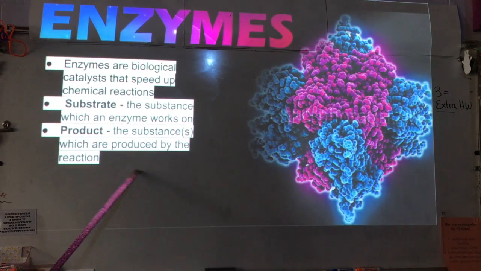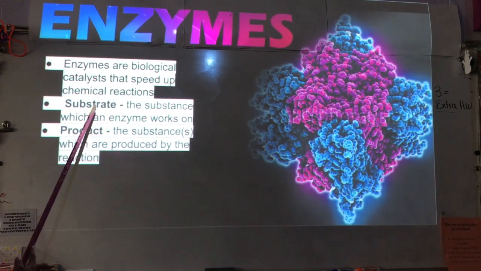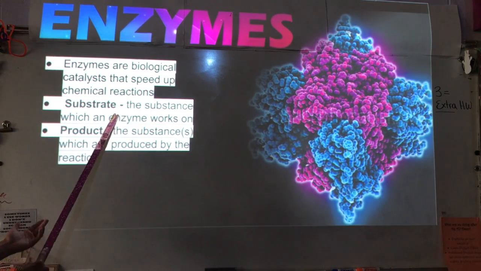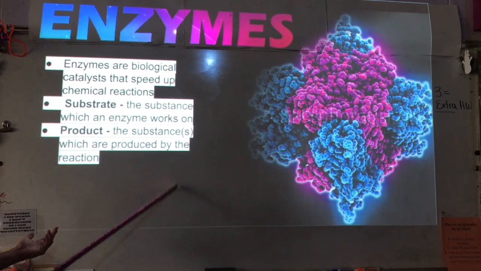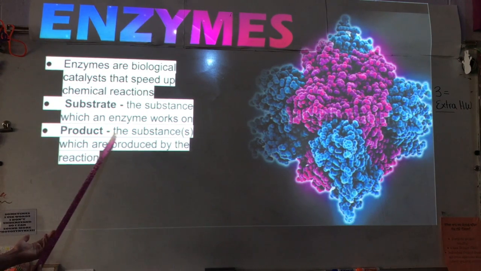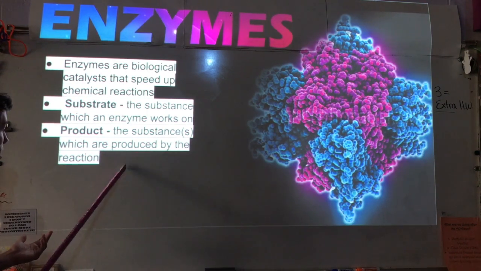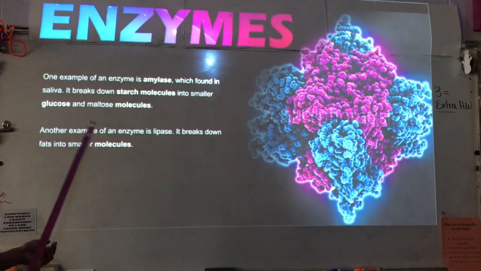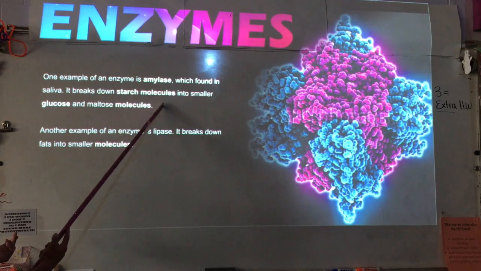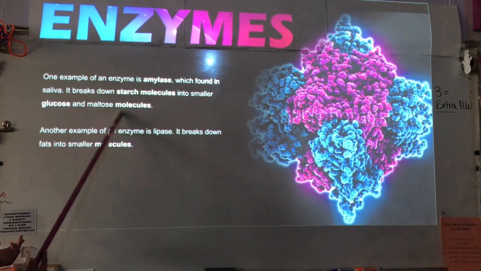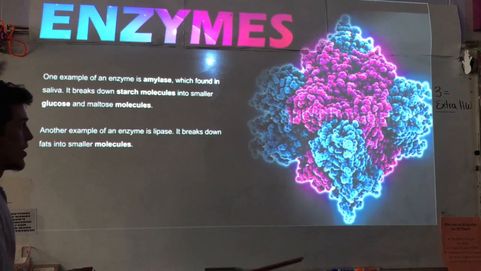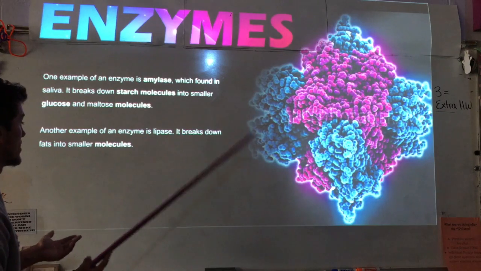And so enzymes. Enzymes are biological catalysts that speed up chemical reactions. Substrate and product are 2 big vocab words to understand with enzymes. The substrate is the substance which an enzyme works on, and the product is the substance which is produced by the reaction. One example of an enzyme is amylase, which is found in saliva. It breaks down starch molecules into smaller glucose and maltose molecules. So it's just helping speed up the reaction that would already be occurring in your saliva. They don't cause the reactions, but they speed them up.